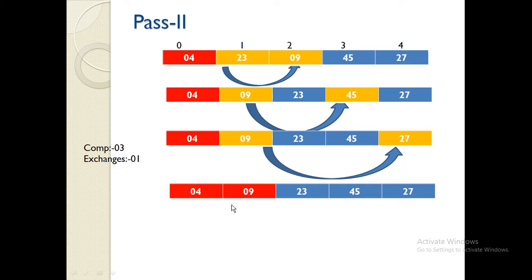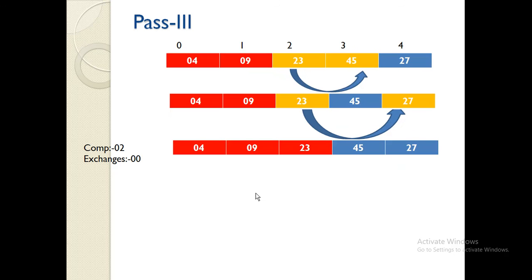At the end of the second pass, you will observe the second smallest element, not largest, is placed at the second position. So how many passes are required? If there are 5 elements in the array, then you will require 4 passes. If there are n elements in the array, then n minus 1 passes are required in selection sort for the sorting.